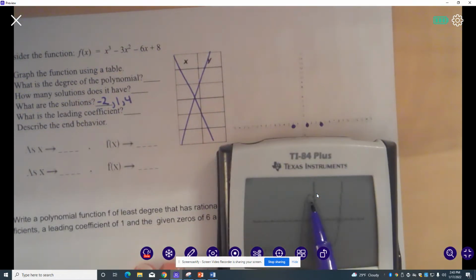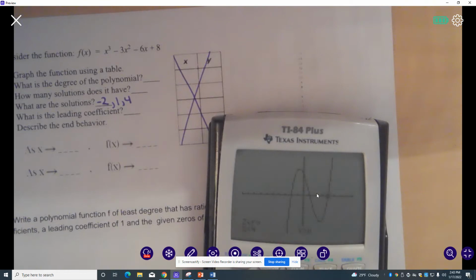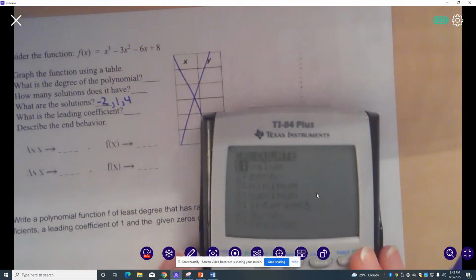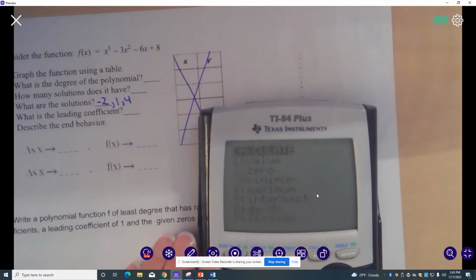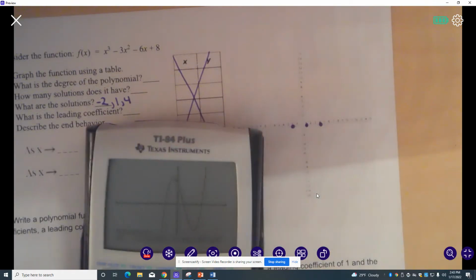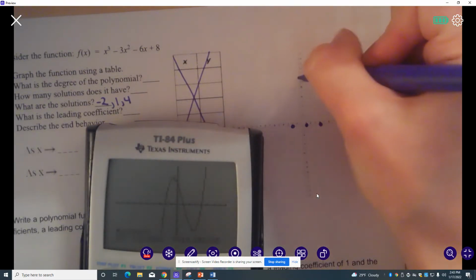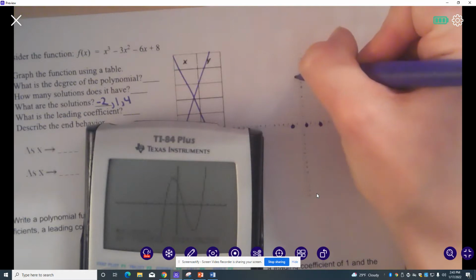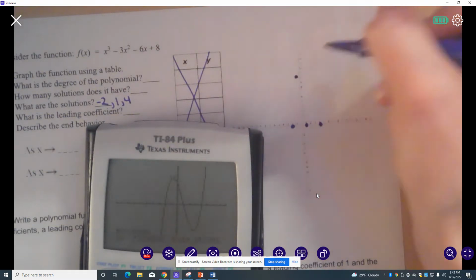So now I'm going to get the local maximum and the local minimum. So to remember to do that, you're going to go to second calc. And I'm going to go to maximum to find that first local max. So I'm going to put it on the left side and the right side. And that's at approximately -0.73, 10.39. So really close, right about here.